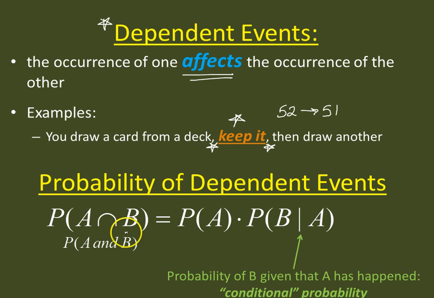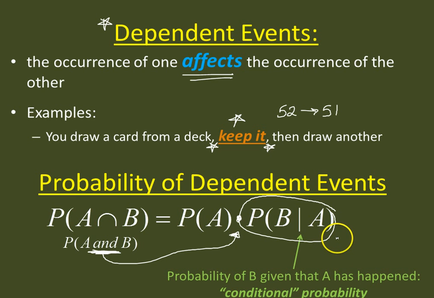Now again, don't let the notation confuse you. This upside down U just means and. And same thing here, don't let the notations confuse you. Probability of A times, so it's still multiplication because we're still dealing with and probabilities. And this notation over here says it's the probability of B given that A has happened, or your conditional probability. So that's the probability as we go through the problem, or the probability as it changes.